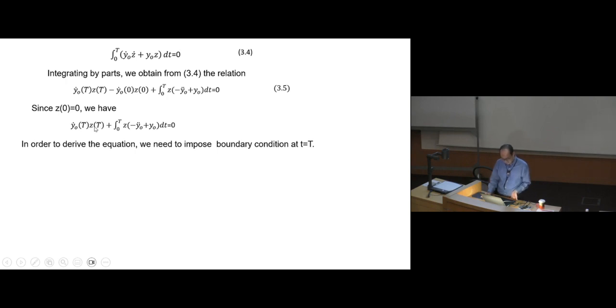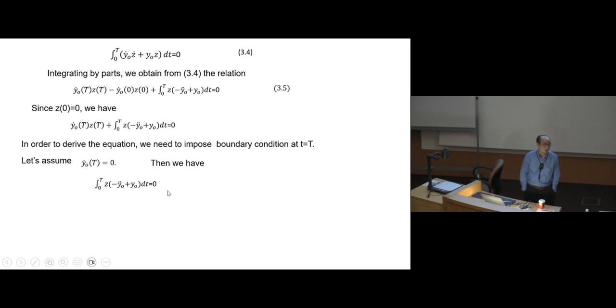And we know we should not put a condition on z of t. Then we just put a condition on y dot at t. Therefore, let's just assume y dot at t equals 0, such that this term will also disappear. Okay? If this is 0, therefore we'll have this one.